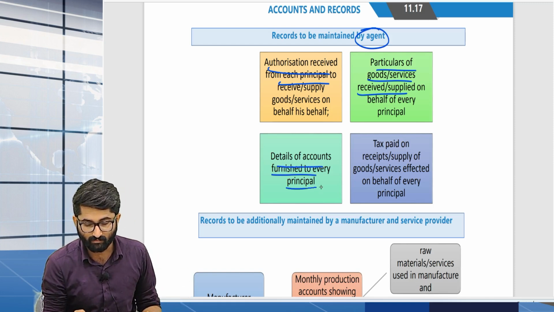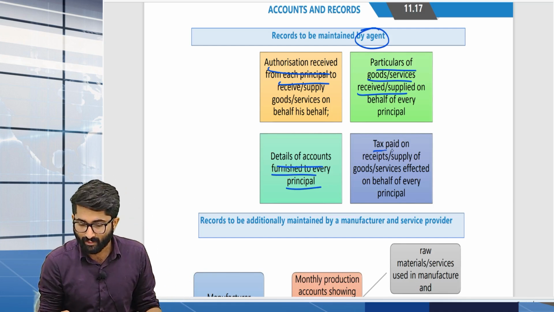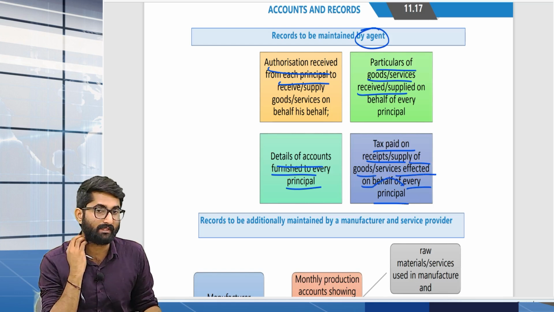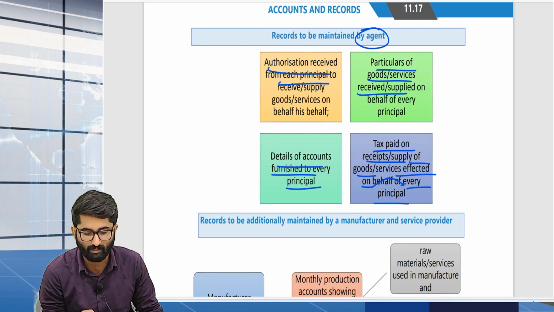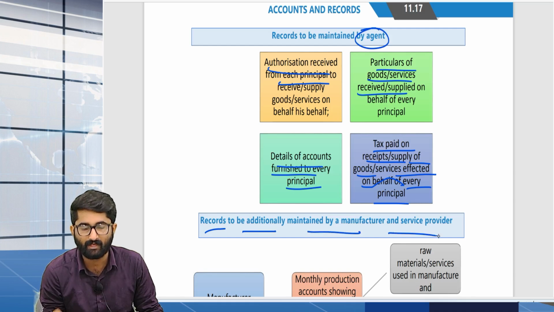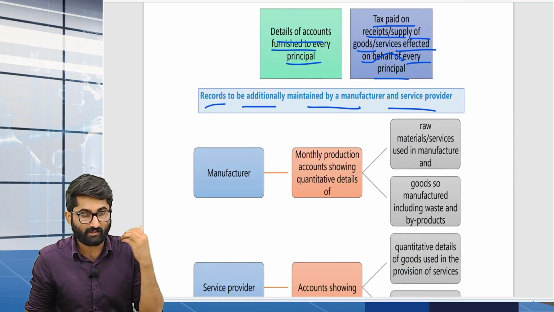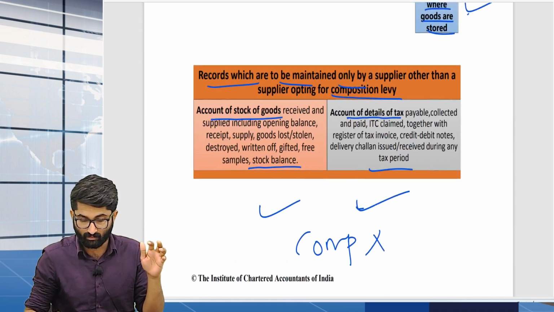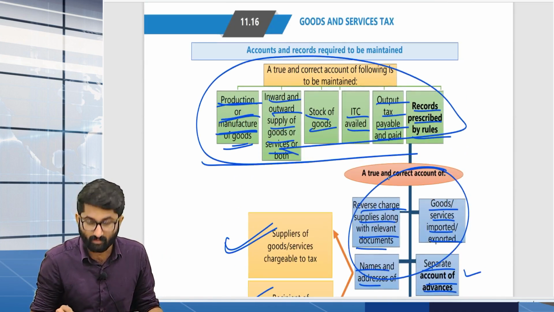Details of the accounts furnished to every principal have to be maintained, plus tax paid on receipt of the supply of goods or services effected on behalf of every principal. That also I have to maintain. Records to be additionally maintained by the manufacturer: if I am a manufacturer, I have to maintain all these records, plus this also.